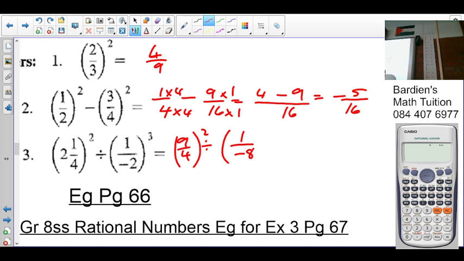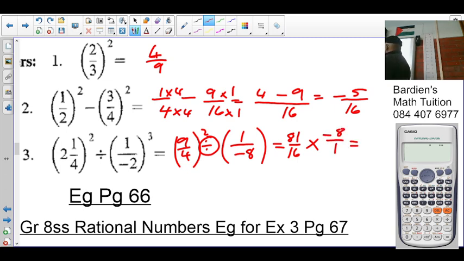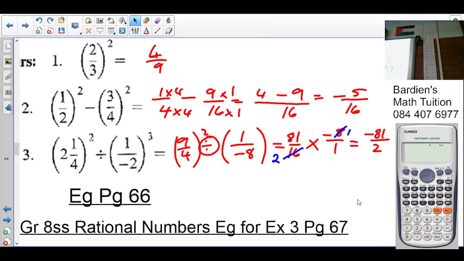2 cubed is 8. People, what is 9 squared? 81 over 4 squared? 16. Change to multiplication. Tumble and times. So the 1 over negative 8 is going to become negative 8 over 1. What number goes into 8 and 16 without a remainder? 8. 8 goes into 8 once. 8 goes into 16 twice. So it's 81 times negative 1, negative 81 over 2 times 1. Or I can write it as negative 40 and a half, or negative 40.5.